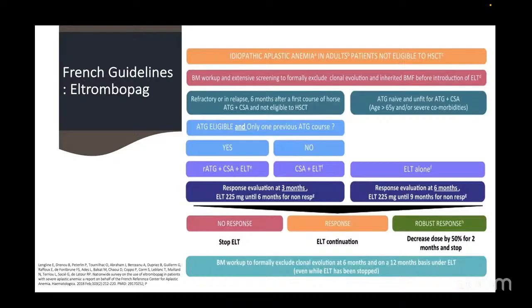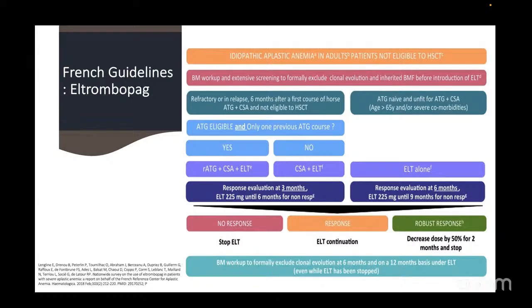French guidelines on eltrombopag usage. They recommend an extensive bone marrow workup and screening to exclude any clonal evolution or inherited bone marrow failure before introduction of eltrombopag. Yes, because eltrombopag given long term without monitoring can, in certain cases, lead to clonal evolution and chromosomal anomalies. The indications were refractory or relapse 6 months after the first course of horse ATG and eligible for HSCT, and ATG-naive and unfit patients.